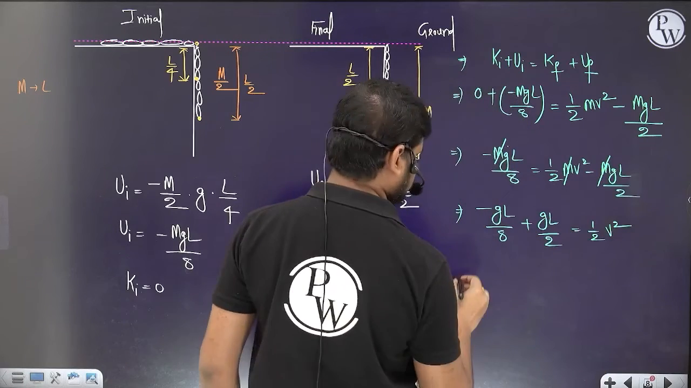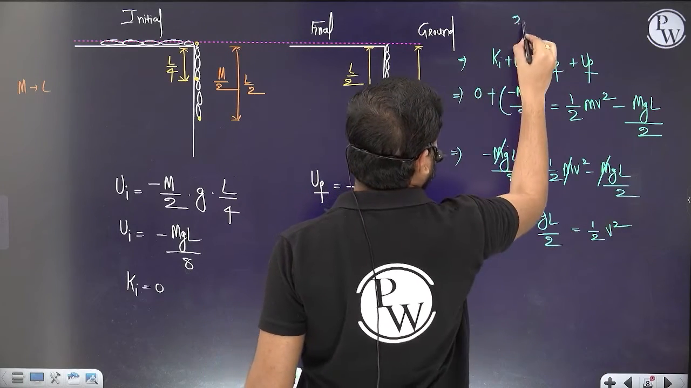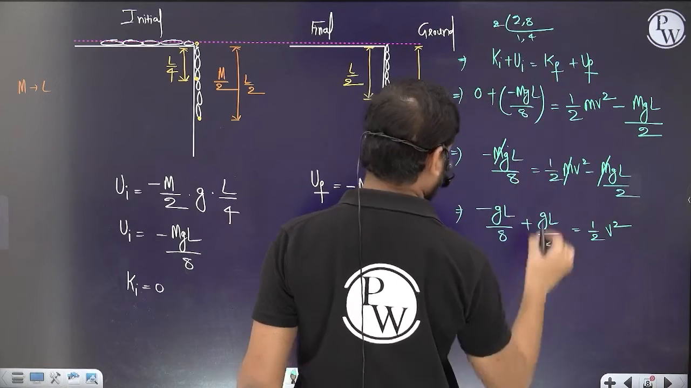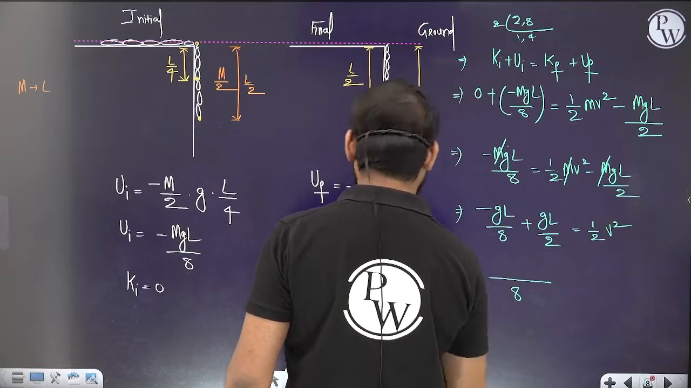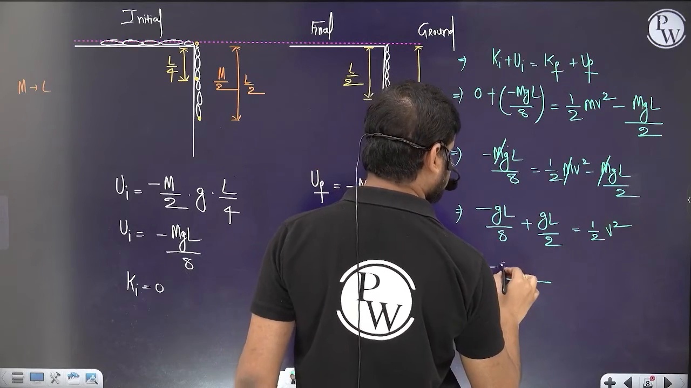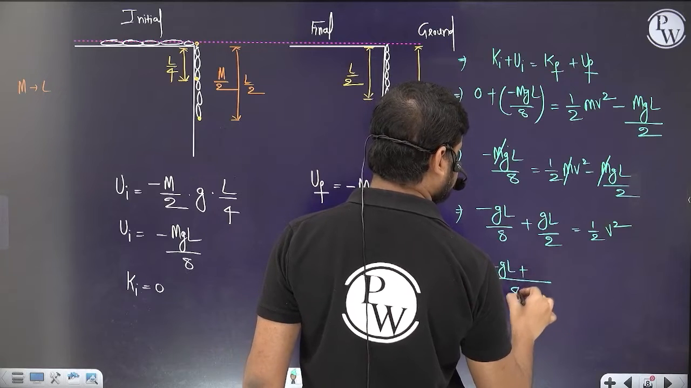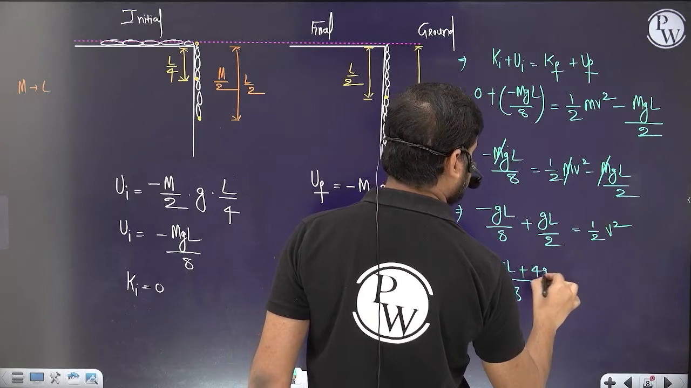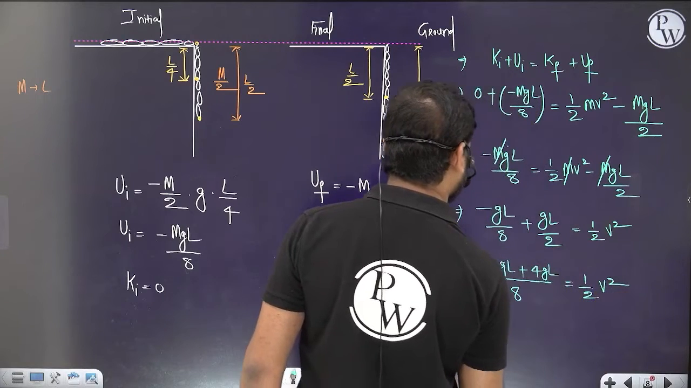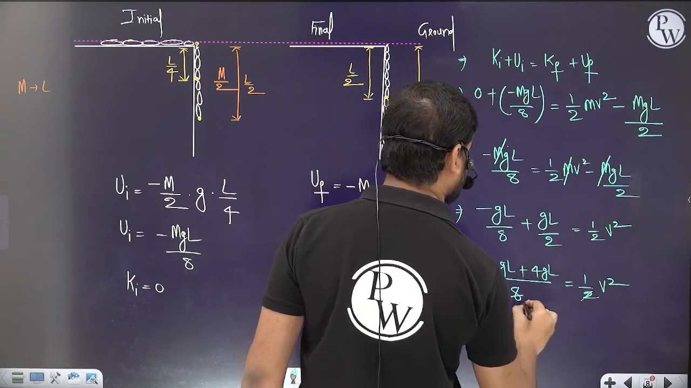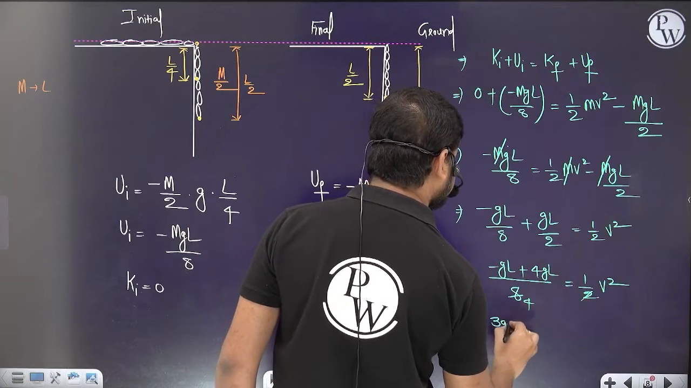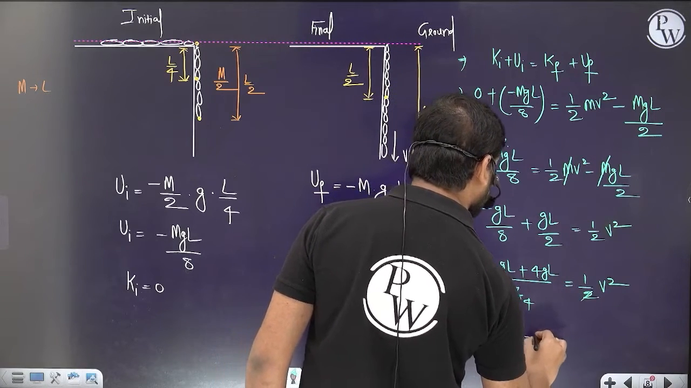Here, 2 and 8, the LCM is 8. So from here, this is minus gL plus 4 gL, which equals half v square. So we get 4 gL minus gL, which is 3gL by 4, equals v square.